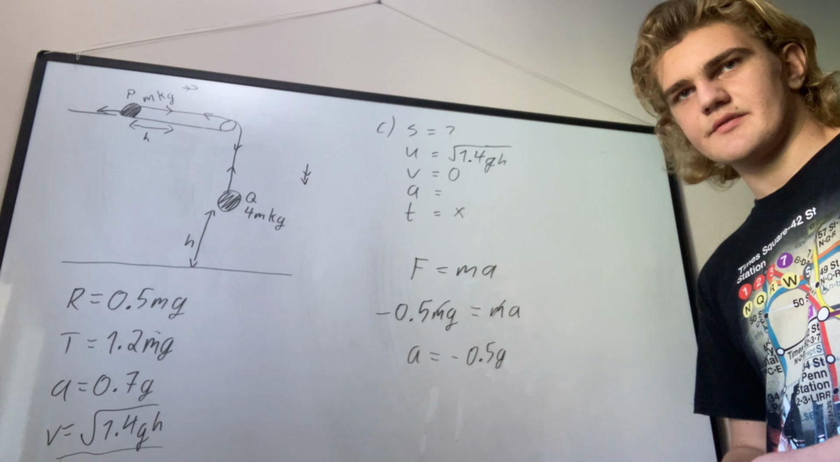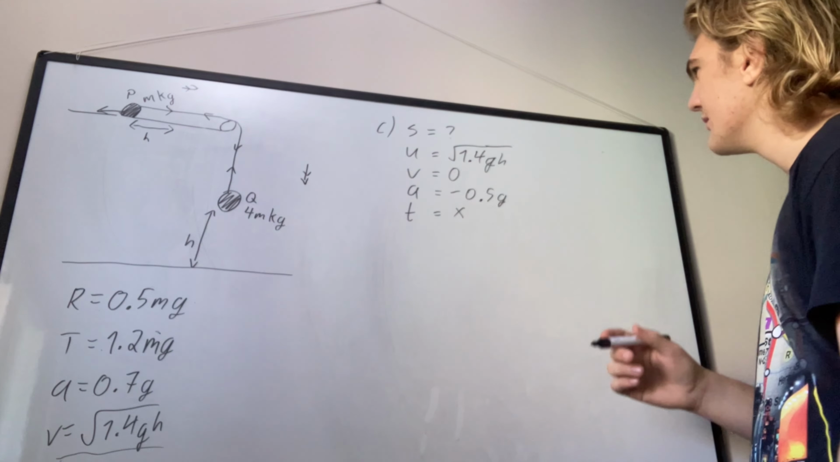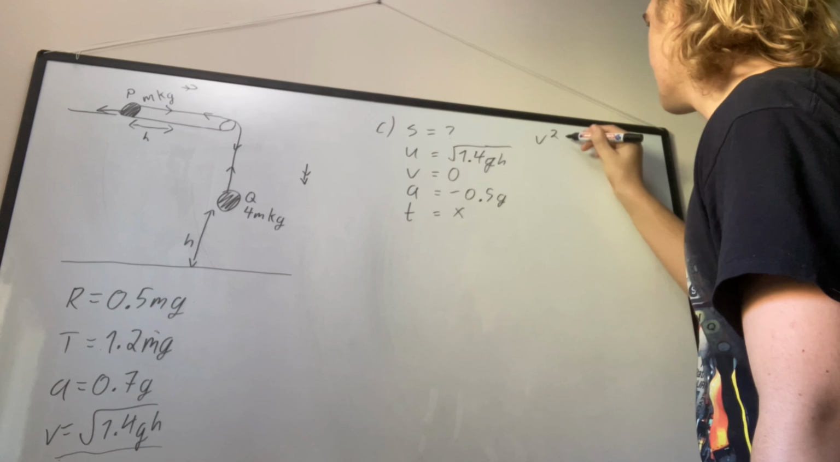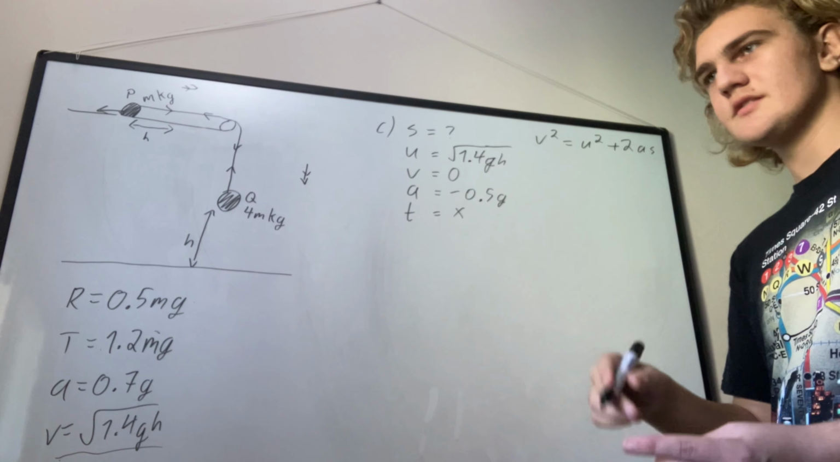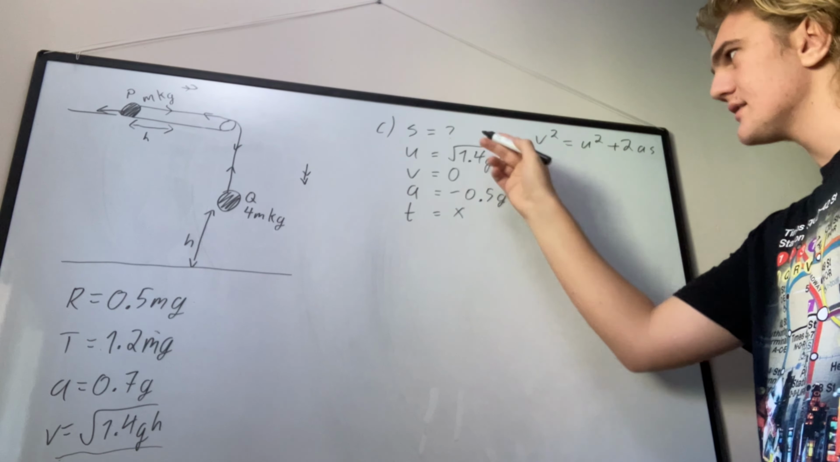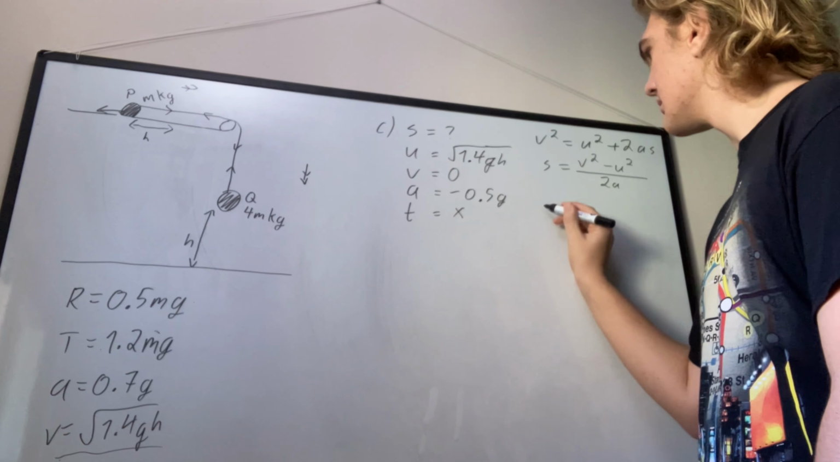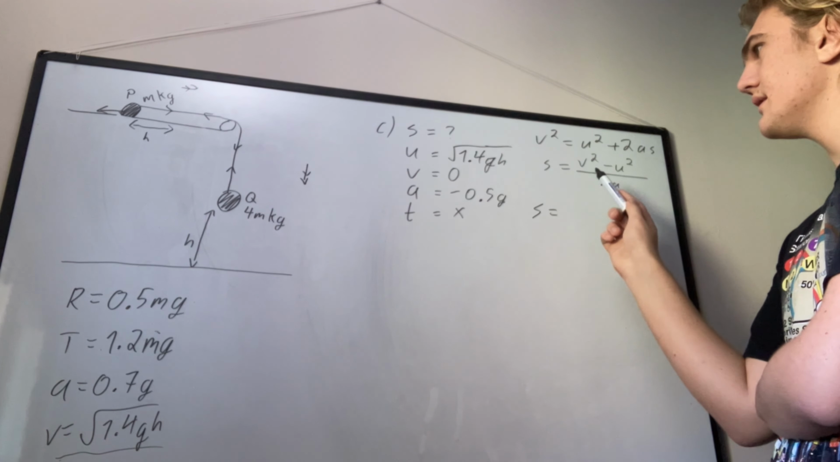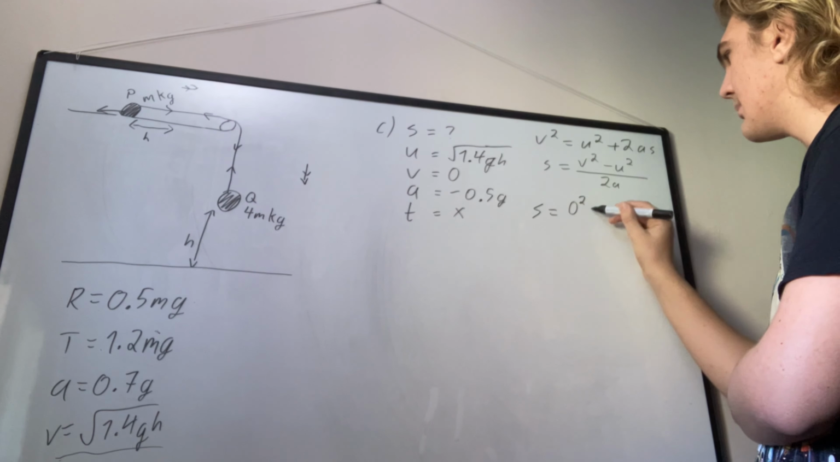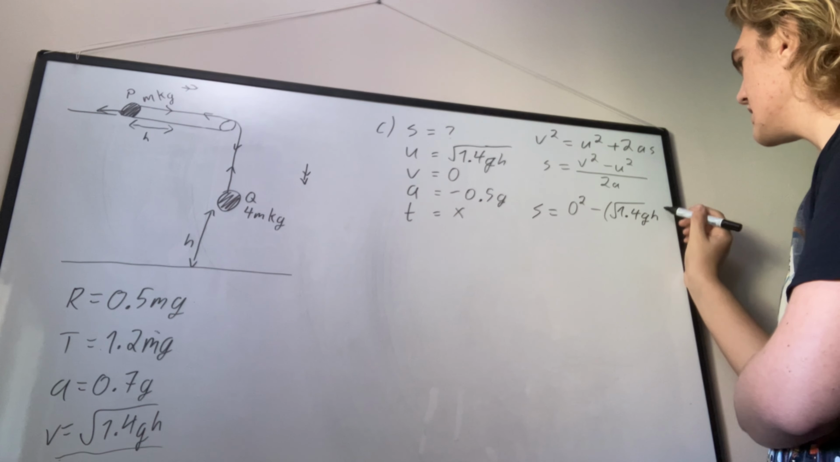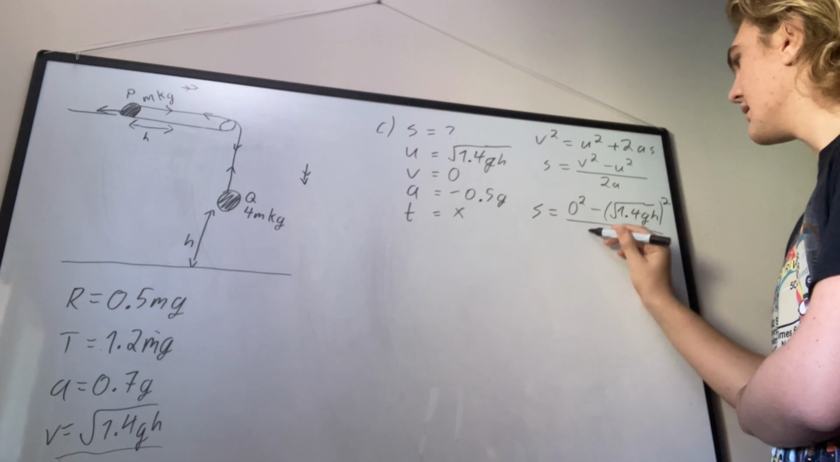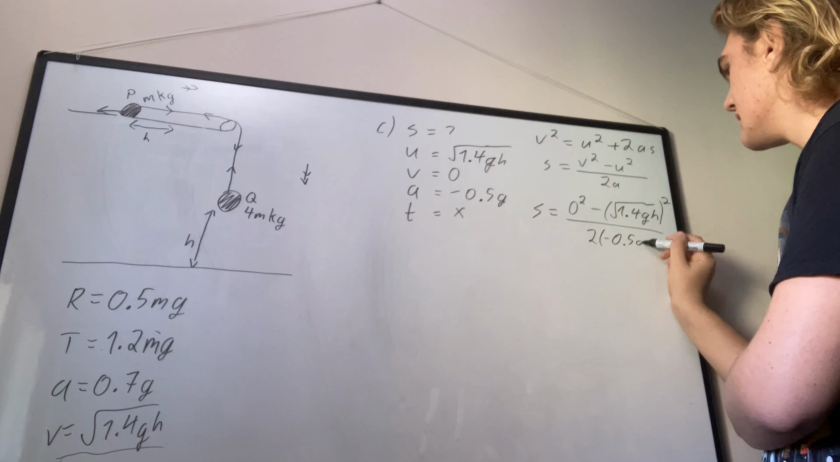Okay, I'm seeing S, U, V, and A. That means, again, the equation with the squares in it. So V squared equals U squared plus 2AS. However, I'm going to rewrite this to make S the subject because that's what we're looking for. So if you rewrite it, you get V squared minus U squared, divided by 2A. So S equals V squared, 0 squared, minus the initial velocity, the square root of 1.4gh squared, divided by 2 times minus 0.5g.